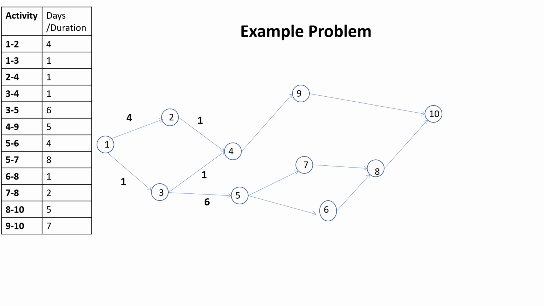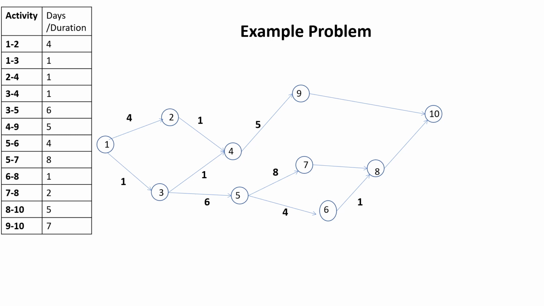Duration for activity 3 to 5 is 6 days. Duration for 4 to 9 activity is 5 days. Duration for 5 to 6 activities is 4 days. Duration for 5 to 7 activities is 8 days.